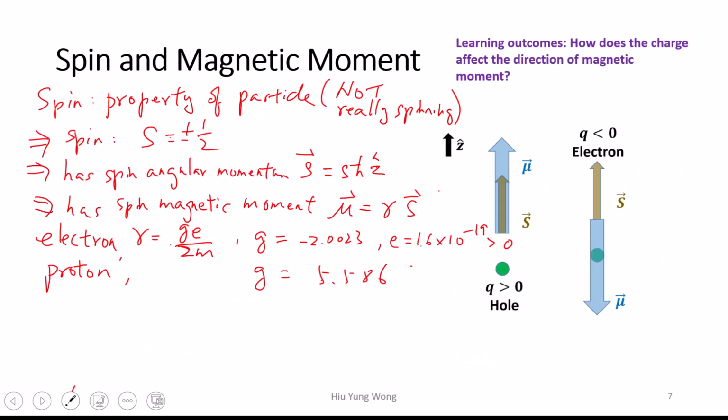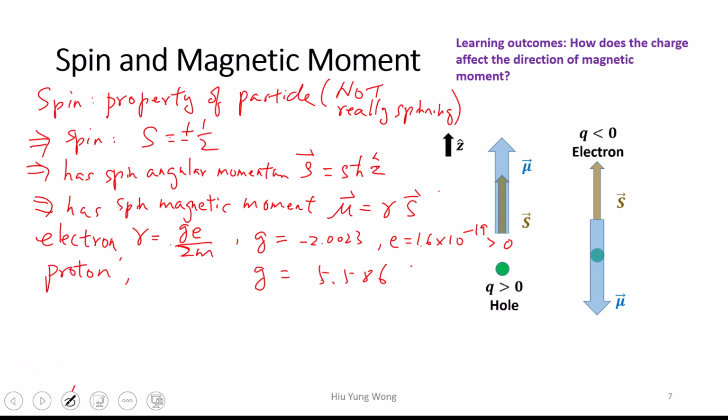Most important is now you understand for an elementary particle, you have spin. And because of spin, you have spin angular momentum. And because you have charge, you also have spin magnetic moment. And you have this equation, which you should put in your cheat sheet if you cannot memorize. Okay?